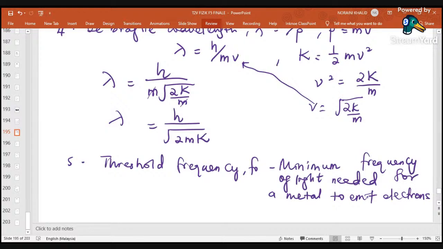So, for example, photons hit the surface of the metal. If the frequency of the photon that reaches the surface of the metal equals the minimum frequency of light required, or we call it the threshold frequency, thus the metal surface will emit electrons. The emission of electrons from the surface of a metal, we call it the photoelectric effect. The kinetic energy of the photoelectron does not depend on the intensity of light.